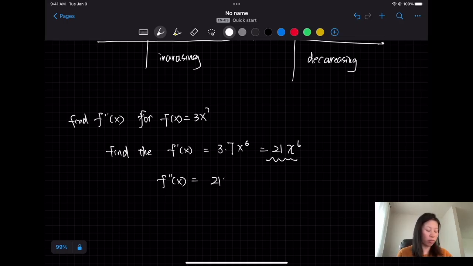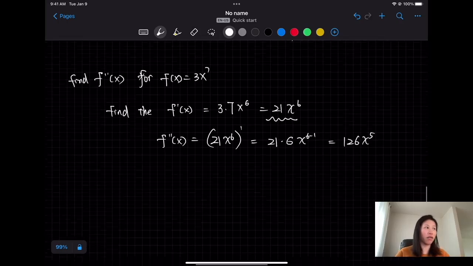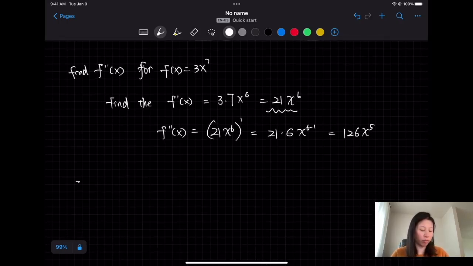From there, for the second derivative, you're going to take another derivative of this first derivative, which is 21x to the 6th. That's the second derivative. So this is equal to 21 times 6x to the 6 minus 1, which is 126x to the 5th power. So that's the second derivative.